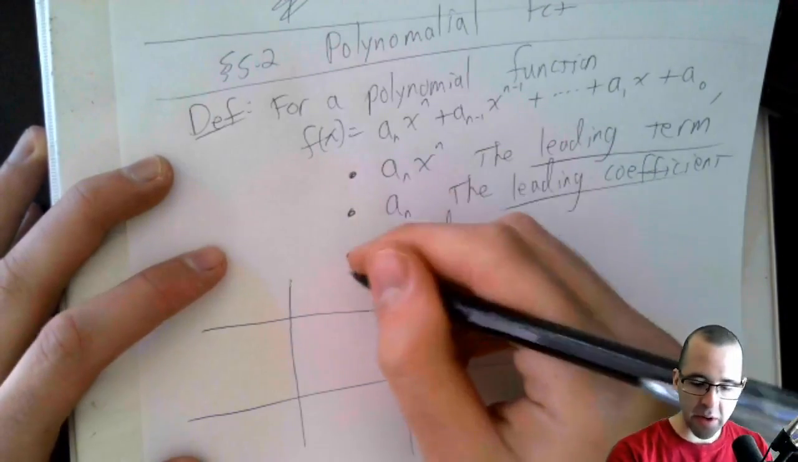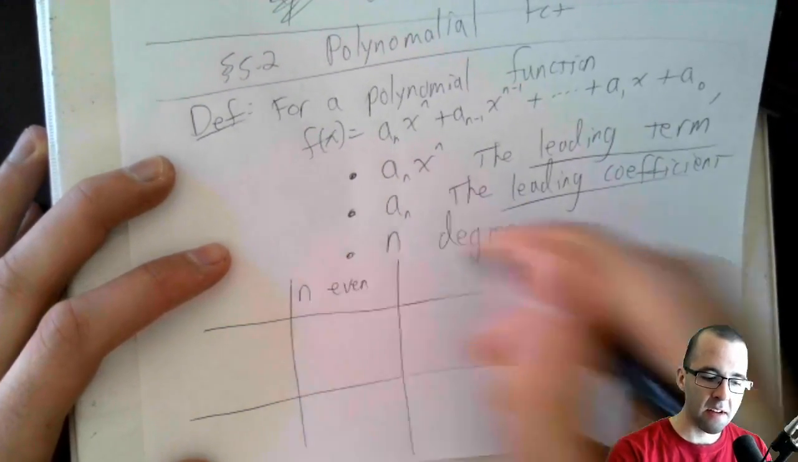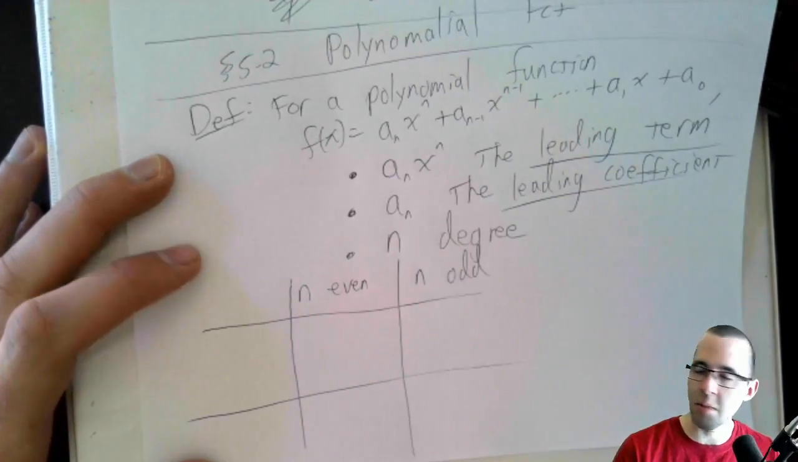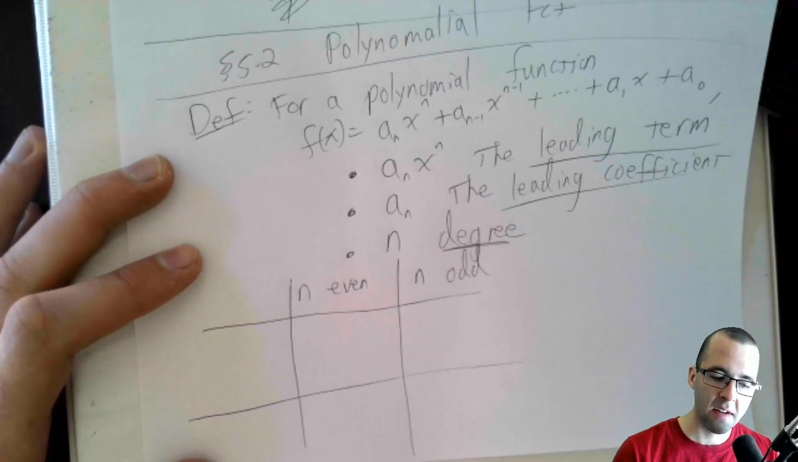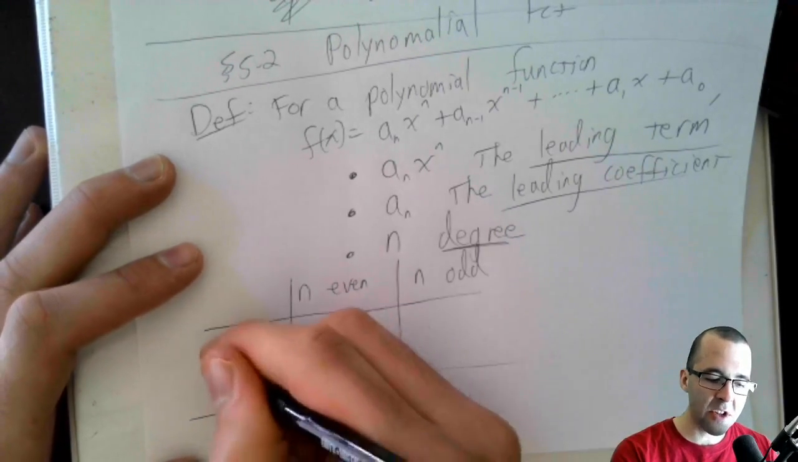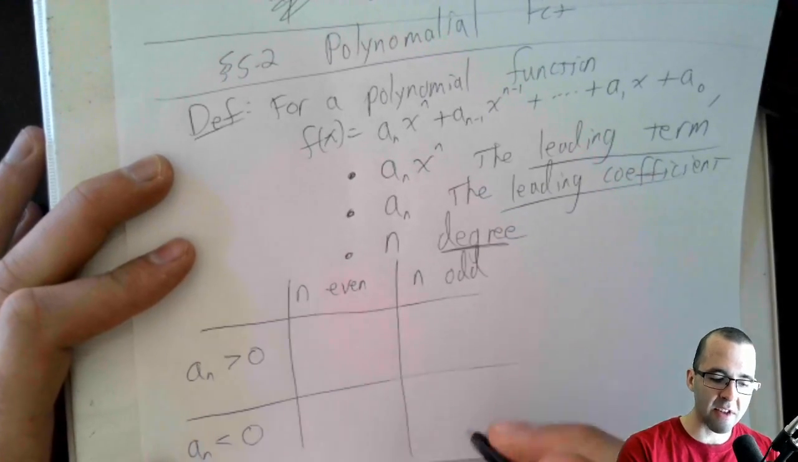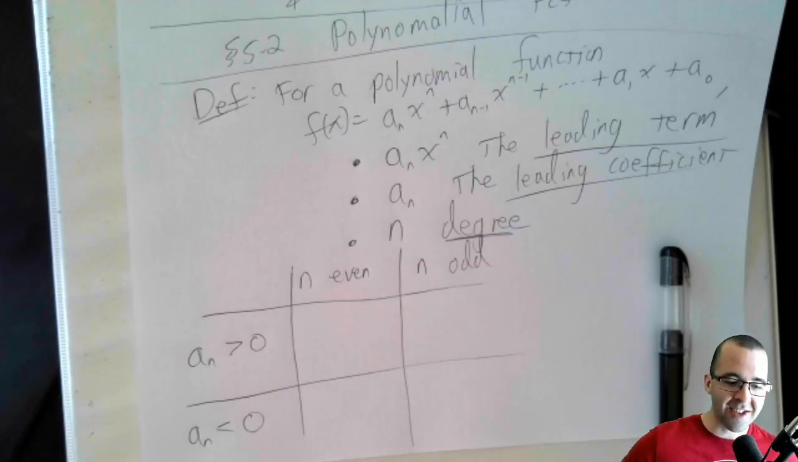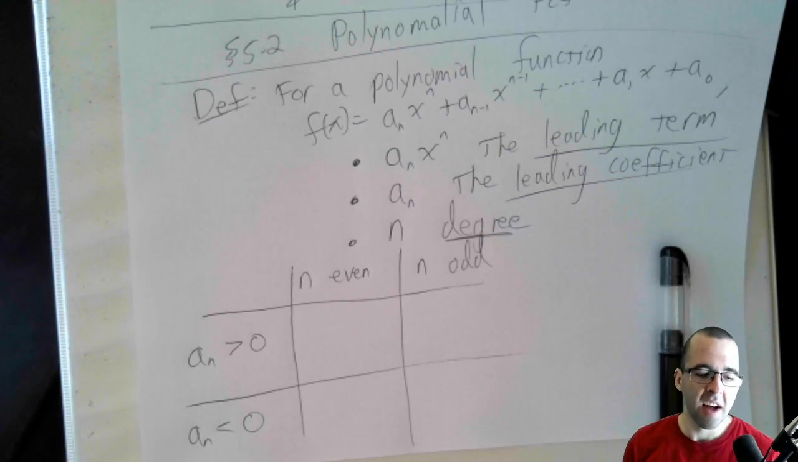Okay. What we're going to look at is, if the degree is even, something happens. If the degree is odd, something else happens. Remember, n is the degree. I have that right here. If the leading coefficient is positive, we have a specific case. If the leading coefficient is negative, we have a specific case. Only four things can happen. Wow, that's exciting, Jason. Only four things. And essentially, the four things are going to either look like a parabola or a cubic function.